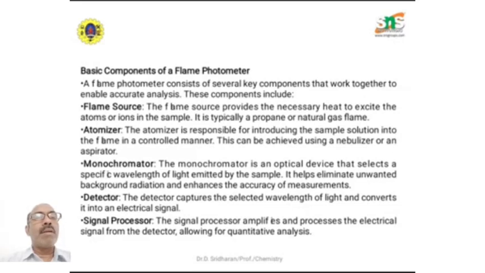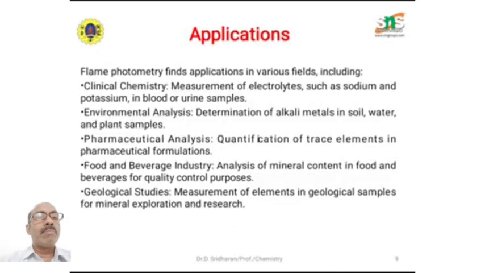The basic components of a flame photometer: flame source, which provides heat to excite the atoms or ions in the sample. It is typically a propane or natural gas flame. Atomizer, then monochromator for the selection of the particular wavelength, which allows it to pass to the detector and signal processor. Similar to AAS, here also the monochromator, detector and signal processor come in all spectroscopy techniques.